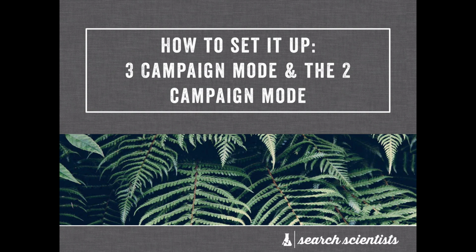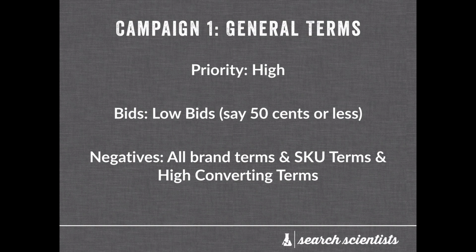So how to set it up. There's a 3 campaign mode and a 2 campaign mode. Campaign 1 is where all of your general terms, your worst converting terms, will funnel into. You're going to give your first campaign a high priority, and you're going to bid quite low. Your lowest bids should live here. And then your negatives will be all your brand terms and all your SKU terms, and any other high converting terms will essentially be blocked from this first campaign.